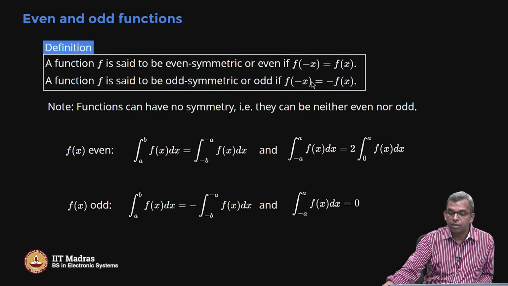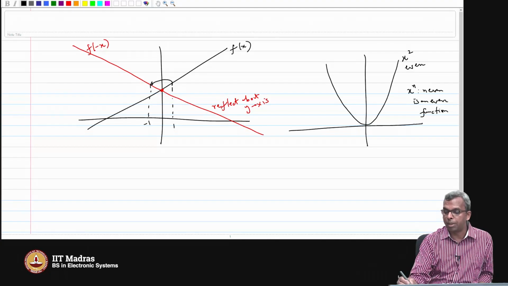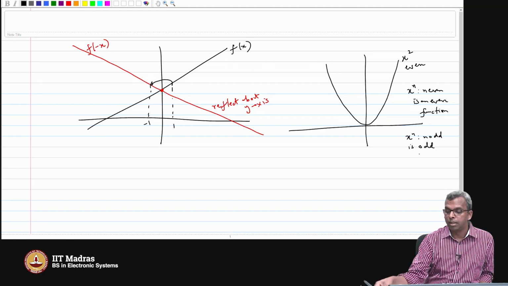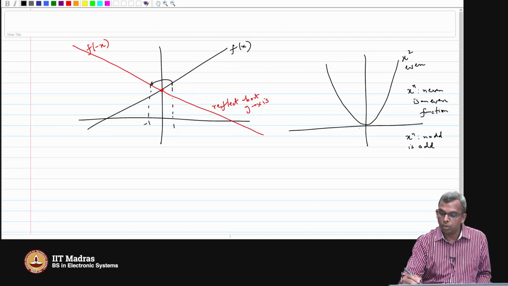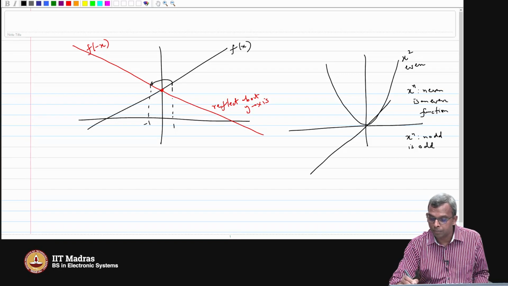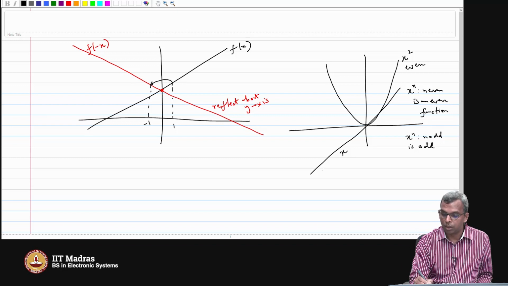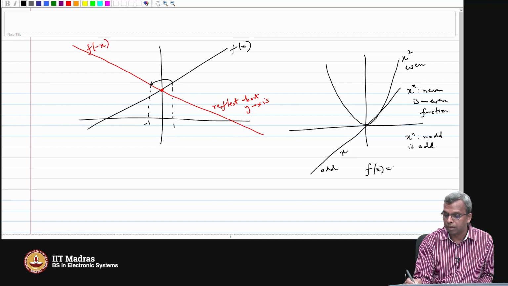Now odd symmetry is when f of minus x equals minus f of x. So this also will happen a lot. x to the power n for n odd is odd symmetric. That's an odd function, right? Because you can do, for instance, f of x equals x. This is f of x equals x, and this is odd symmetric. I wrote that even there. So f of minus x equals minus f of x, sorry.